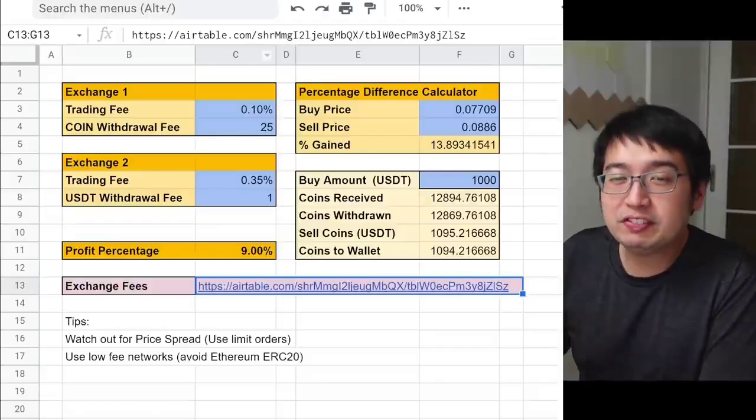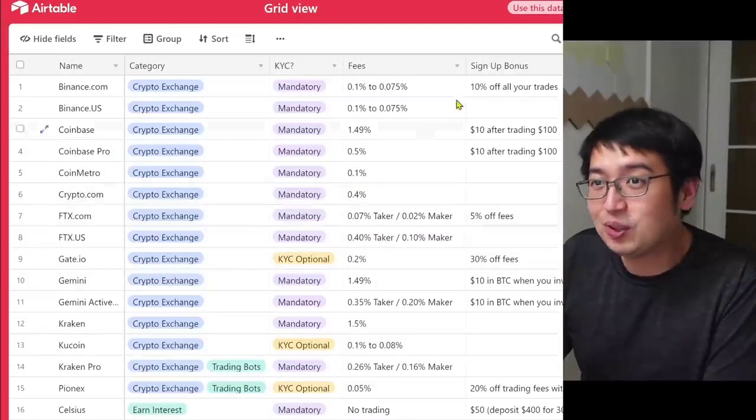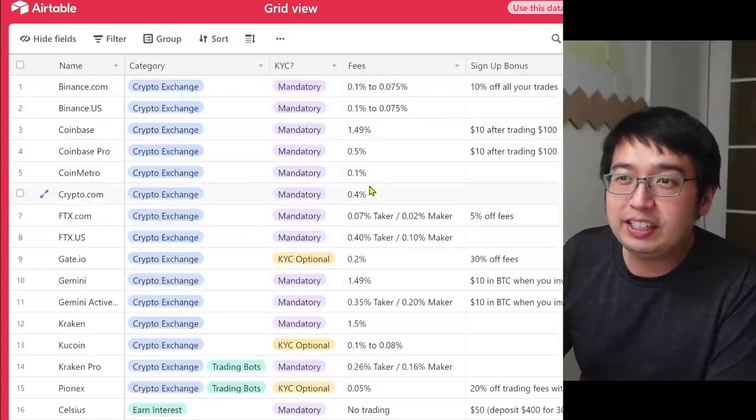First thing we need to do is find out the trading fees on Gate.io and Wobi. I actually have this Airtable with the exchanges I trust, and it tells you the fees.